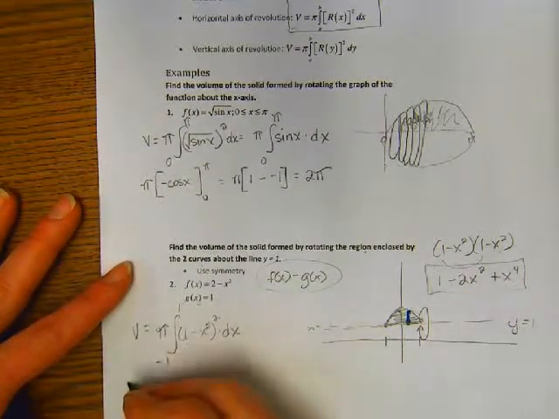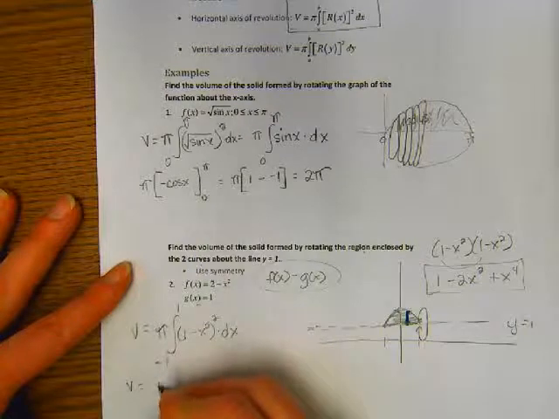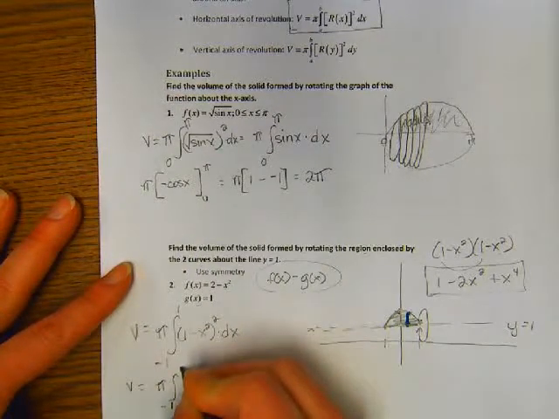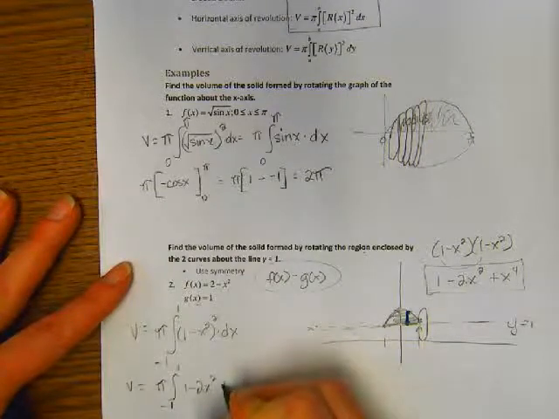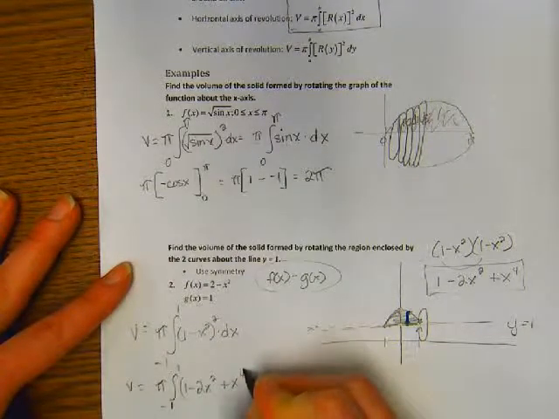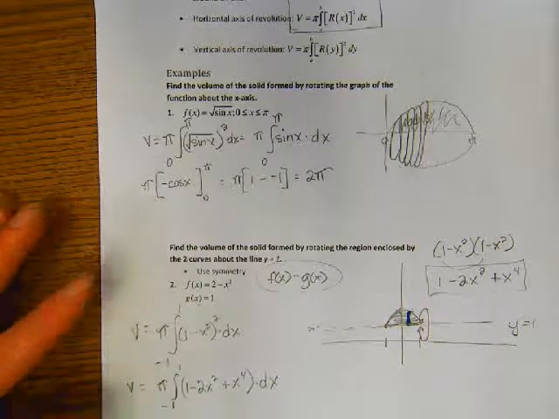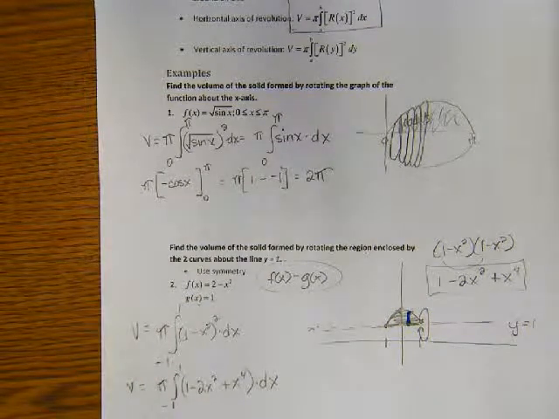Yeah. Okay. So the volume is pi times the integral from negative 1 to 1 of 1 minus 2x squared plus x to the 4th dx. Okay, let's integrate that.